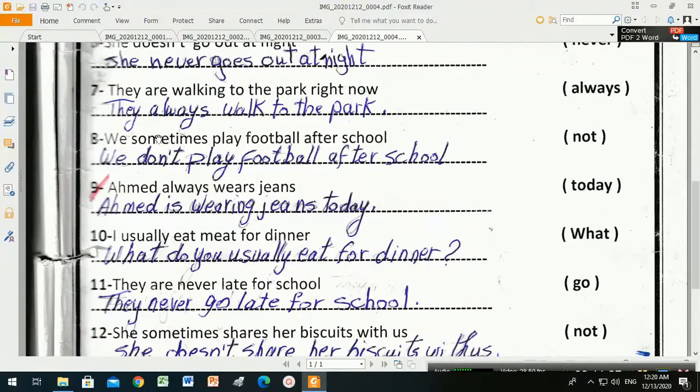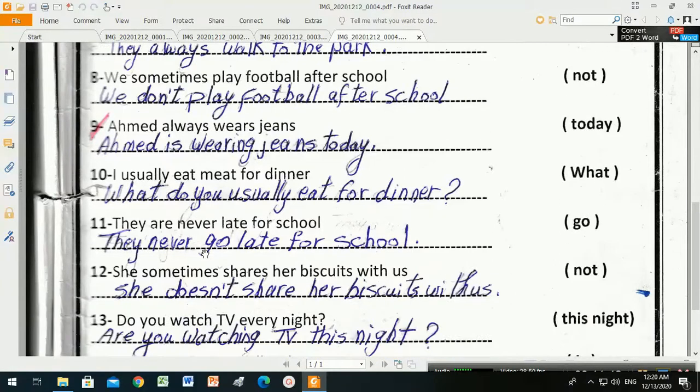Number 8, we sometimes play football after school. Not means negative. We want to make this sentence negative, so we will remove sometimes and put what we take, do. Yes, we don't play football after school. Okay, number 9.